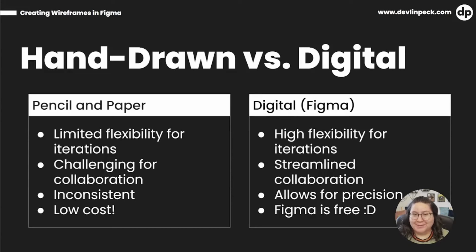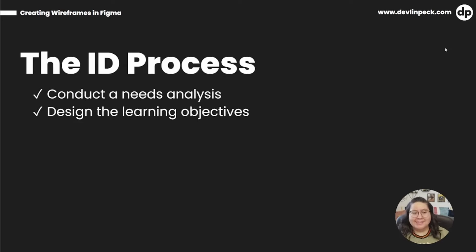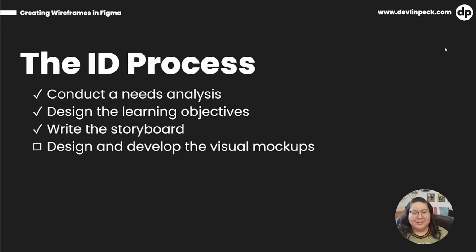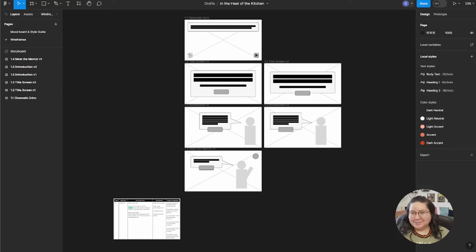All right, now that we know Figma is going to be the tool of choice for our wireframes because of all of these great benefits it has, let's go ahead and dive into creating a wireframe together. Just as a reminder where we are, we're pretending that we've already worked with our client, conducted the needs analysis, learning objective, storyboard, and now we're in the mockup phase. We've done our style guide in the last video. Now we're going to work on the wireframes, and then next time we will work on high fidelity mockups. So let's dig into this.